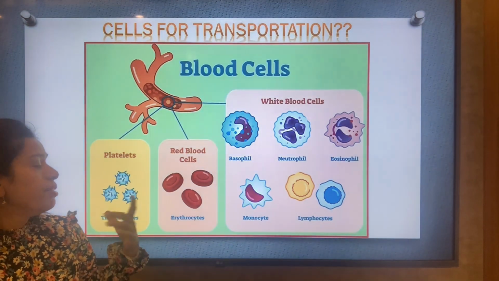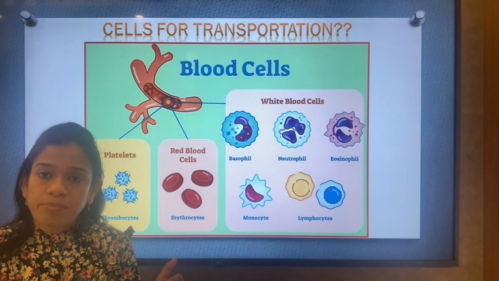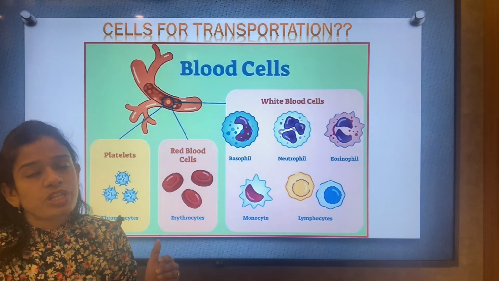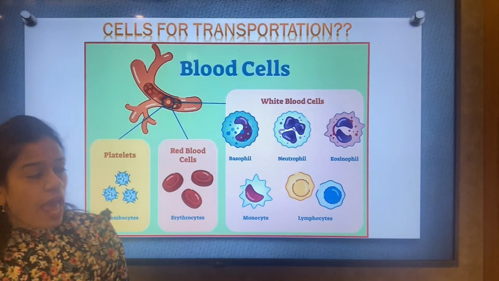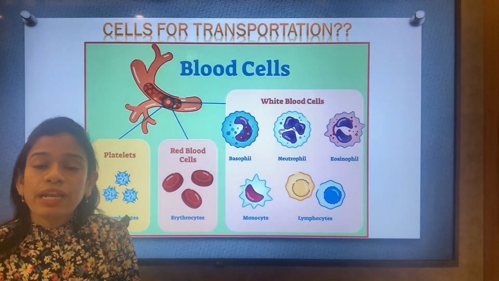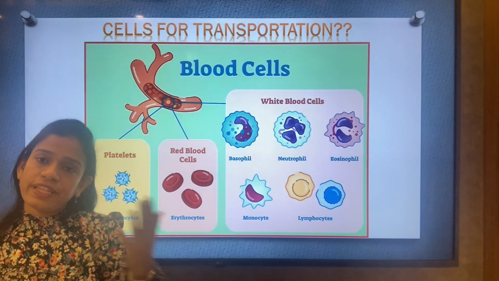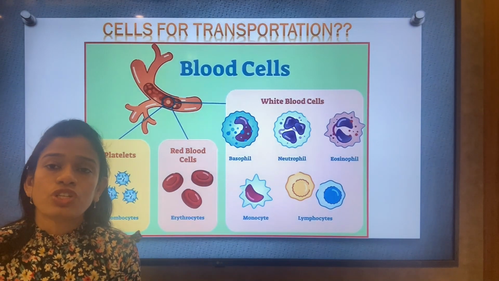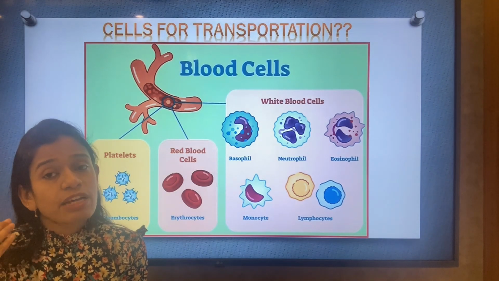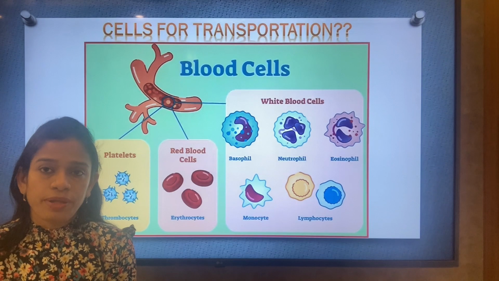And finally, the blood platelets, which are small structures present in the blood, help in the clotting of the blood. And all of these remain suspended in a fluid-like material which is known as the plasma. So all of them constitute the blood, which is the only mode of transportation in the human body.